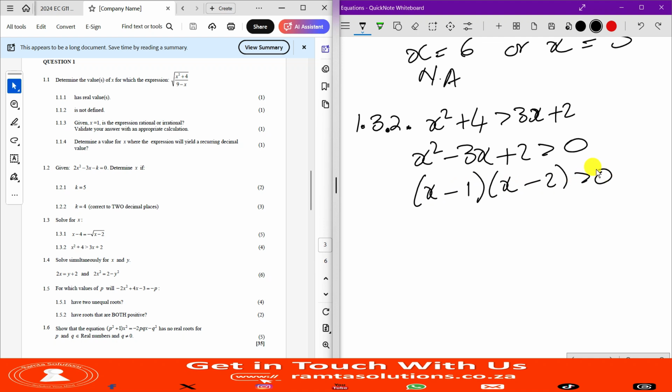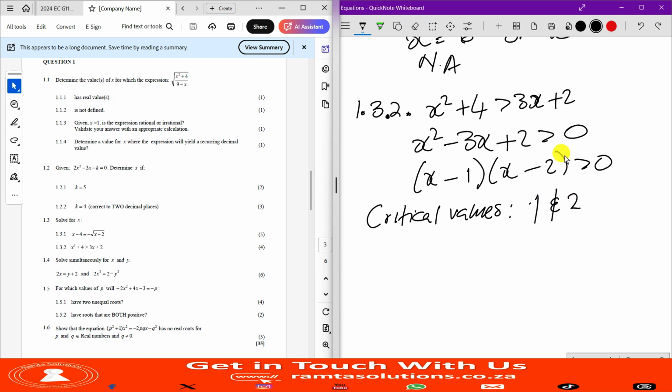So let's see. The constant is positive, as you can see, the 2 is positive. So both factors must take the sign of the middle term. So we are good. Critical values: this is when x is equal to 1 and x is equal to 2. Happy? Great. As you can see here, this is a parabola that is smiling.